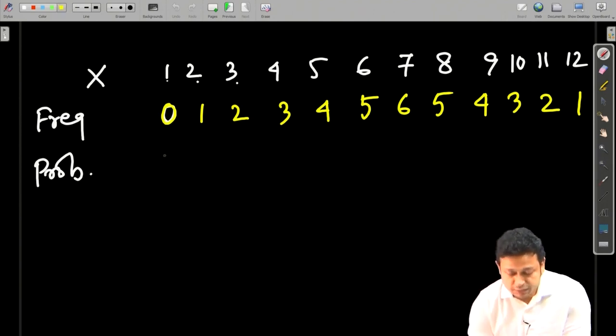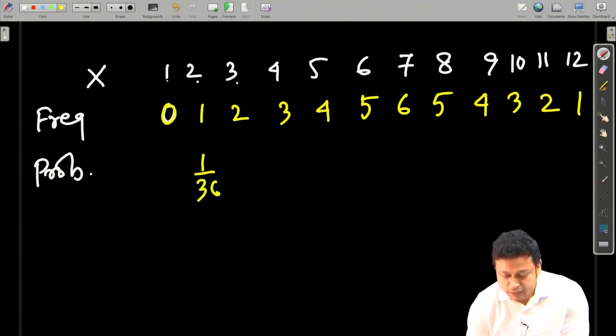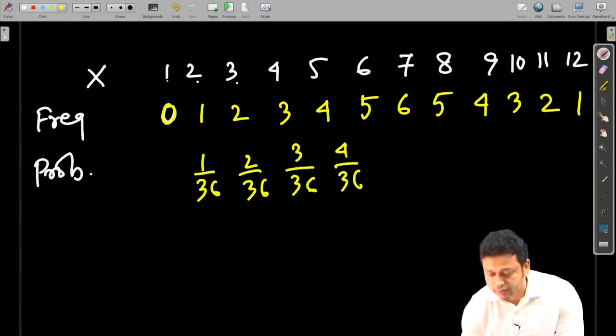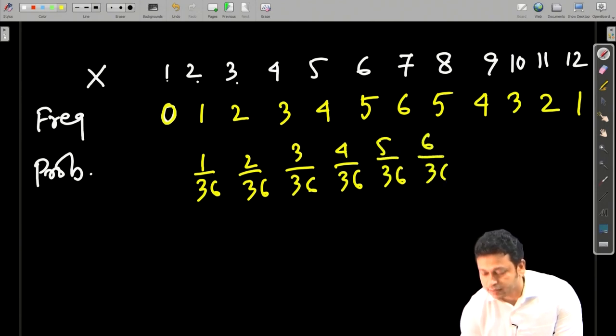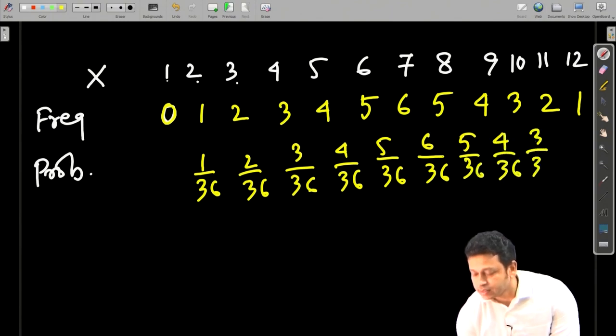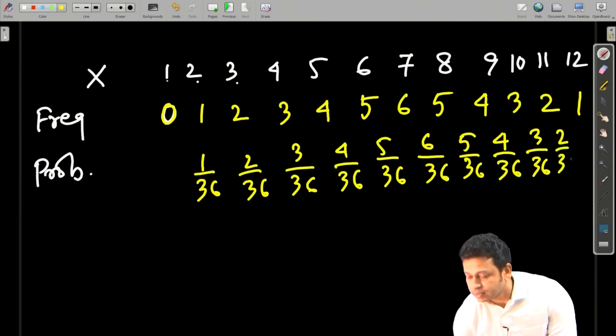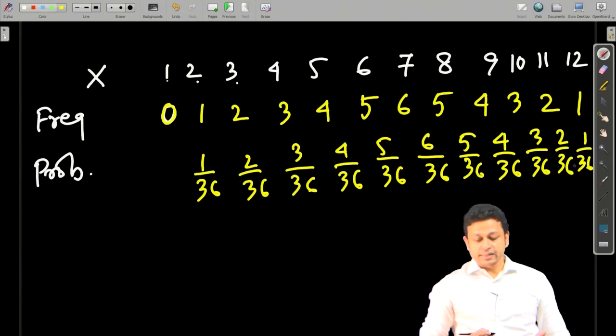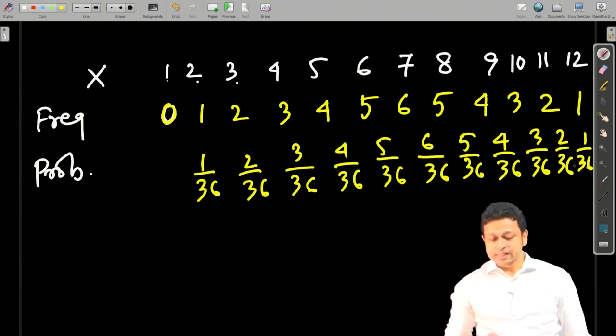So, there is no probability for 0. It is 1 by 36, 2 by 36, 3 by 36, 4 by 36, 5 by 36, 6 by 36, again 5 by 36, 4 by 36, 3 by 36, 2 by 36 and finally 1 by 36. Okay. So, these are the probabilities that you got.